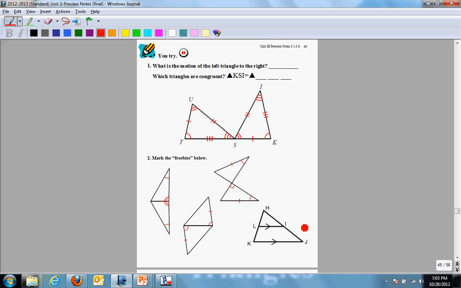Now this I'd like you to try yourself. I'm going to set the timer for 2 minutes. First answer question number 1, then do question number 2. You have 2 minutes. Go.